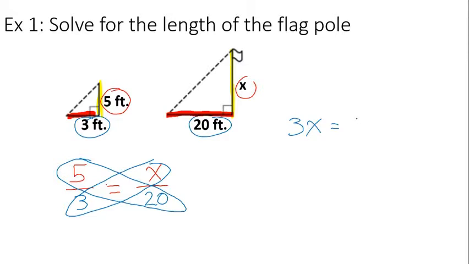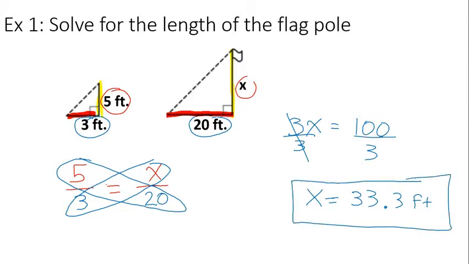which gives us 100. Okay, and then there you're going to solve for x. So what we're going to do next is divide by 3. I'm going to divide 100 by 3. That's going to give me 33.3, feet, which is the height of the flagpole.